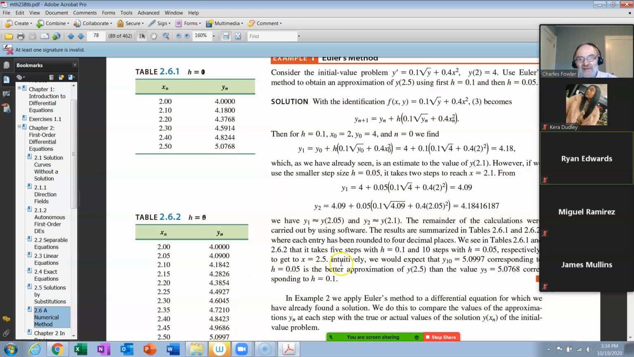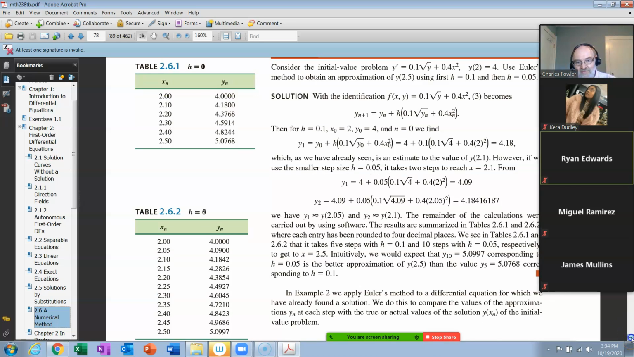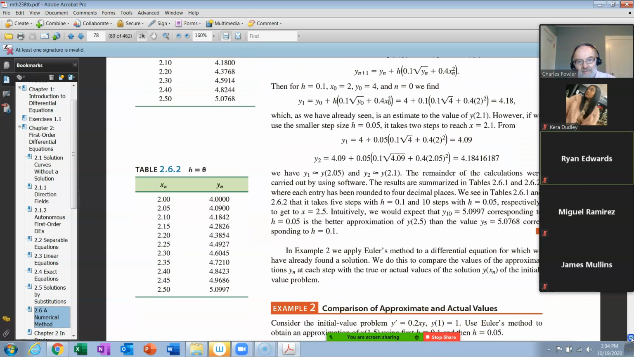That ended example 1. In example 2, we apply Euler's method to a differential equation for which we know the solution. We do this to compare the values of the approximation y sub n at each step with the true or actual values of y sub n of the initial value problem. So here is our problem.